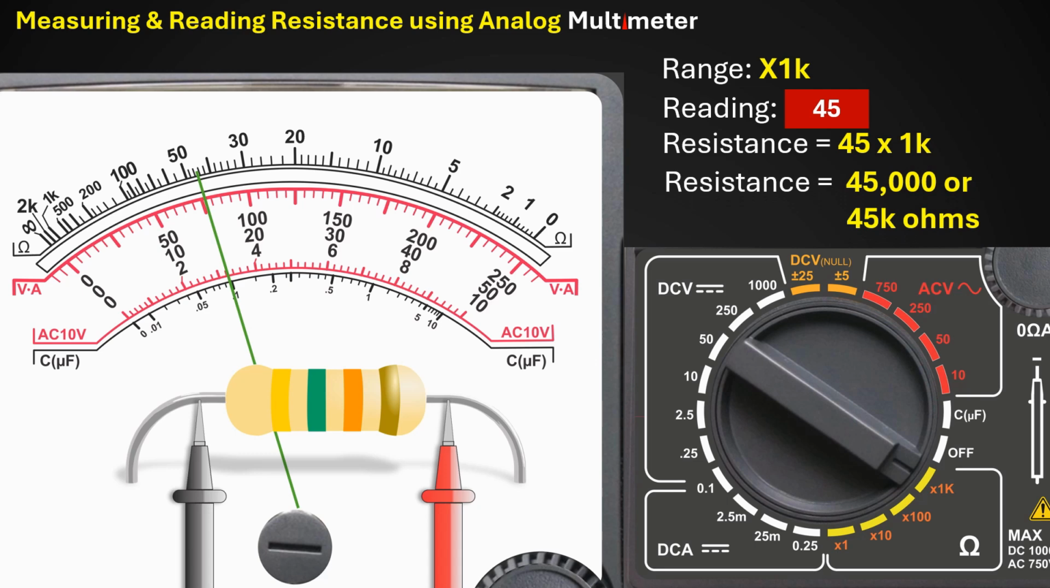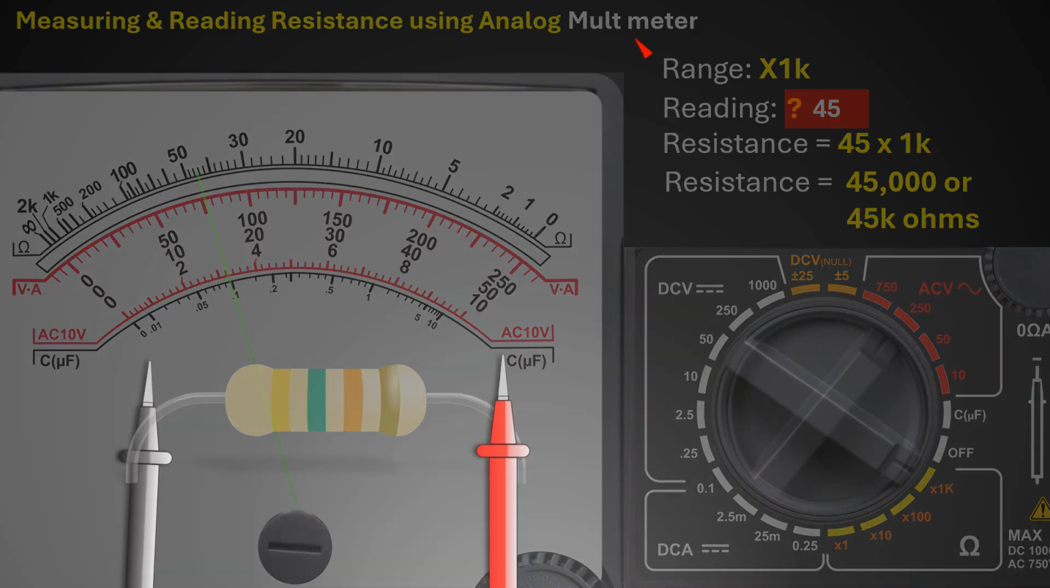Remember, the key to getting accurate measurements is choosing the right range and understanding where the needle is on the scale. With these skills, you're now better equipped to measure resistance in different components accurately. Keep practicing, and soon, reading resistance with your multimeter will become second nature.